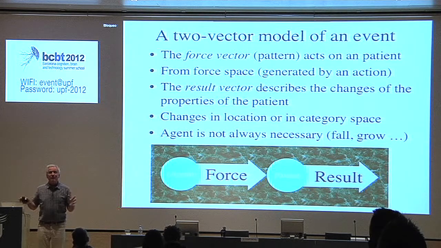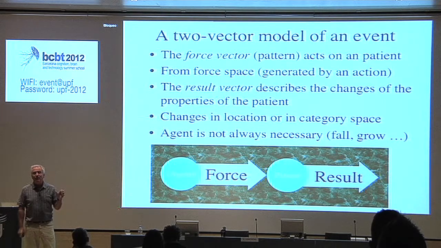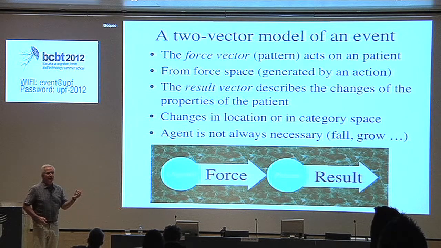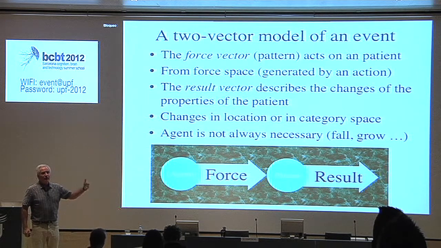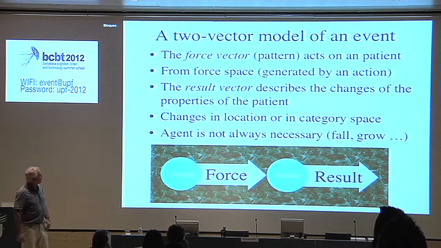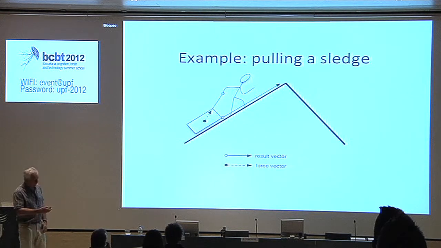This is a very simplified model of an event, but I still think it captures the basic components of how we perceive an event. This is the cause, this is the effect. But what I do here is to add a little bit of geometry and topology and talk about them as vectors. And that will have some consequences, as we will see. So here's an example.